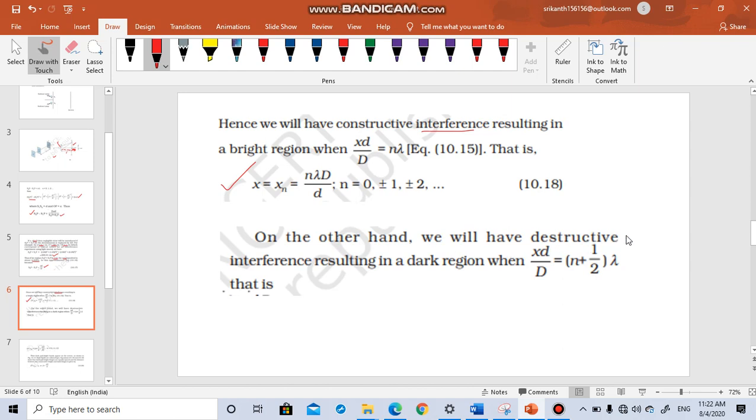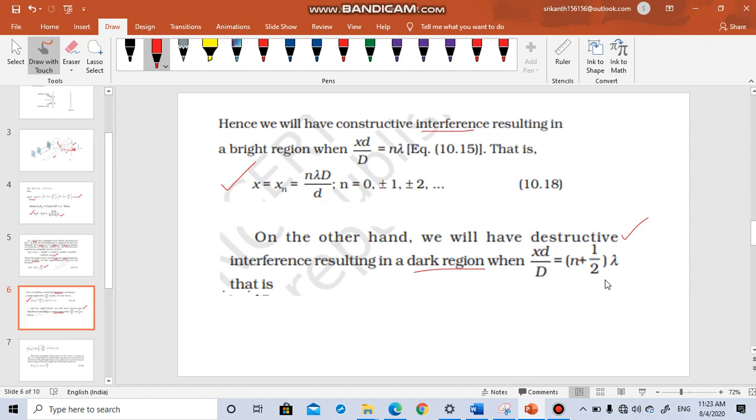On the other hand, we will get destructive interference, resulting in dark regions, when xd by D is n plus 1 by 2 lambda. When it is a fraction, you need to see the wave lecture I have given, where I talked about superimposition of waves. I took the case of odd and even and did a small derivation that you need to see. If it is n plus 1 by 2 lambda, it will be destructive interference.